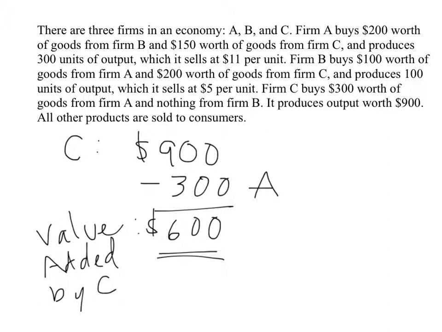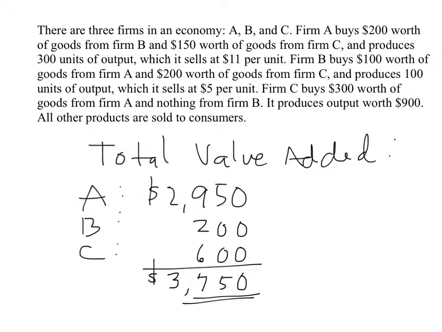And the problem tells us that Firm C produces output worth $900. Doesn't tell us how many units in the unit price, just gives us a total. And it also says that Firm C buys $300 worth of intermediate goods from Firm A, so we subtract that here, and we come up with $600 of value added by Firm C.